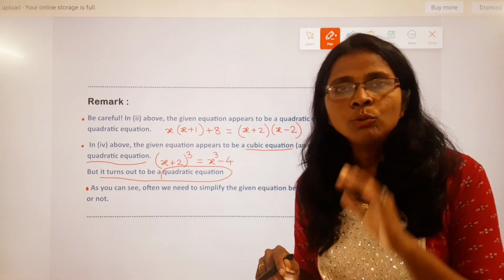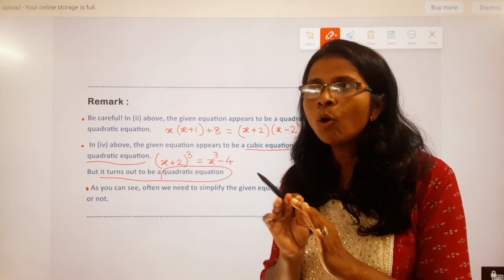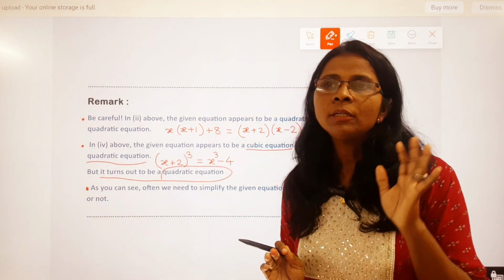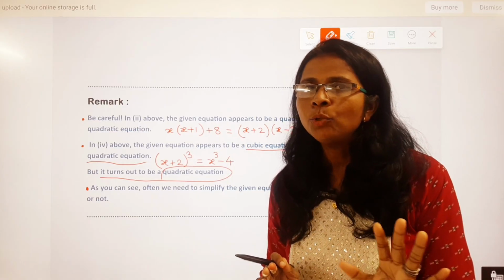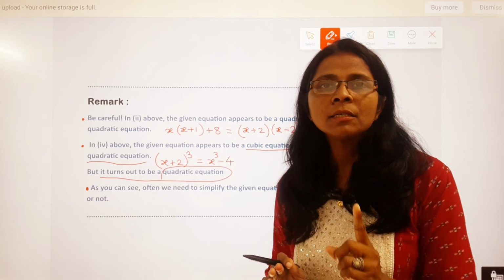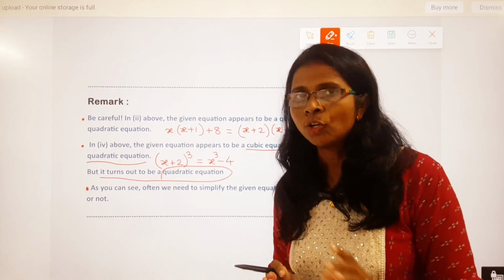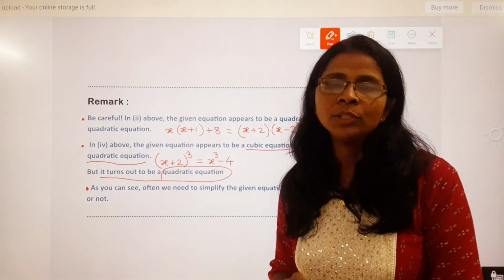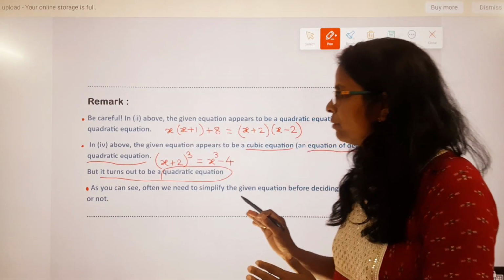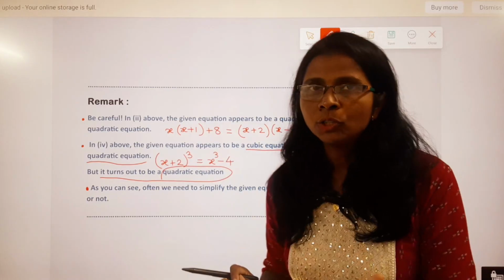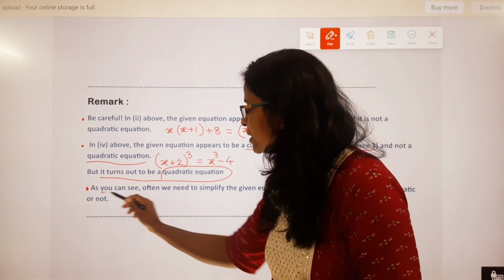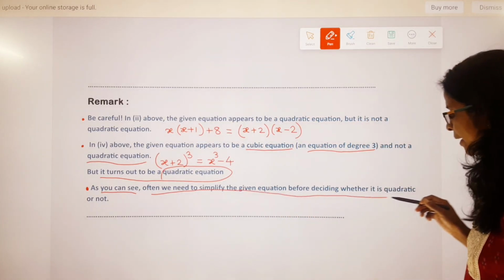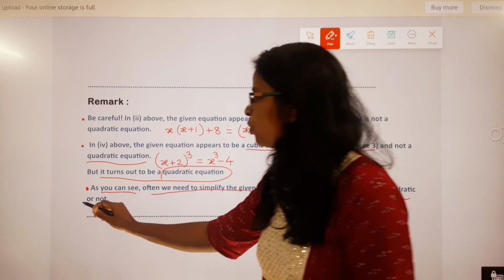So students, do not conclude your opinion by only looking at it, that it is a quadratic equation or it is not a quadratic. First simplify this equation, first solve this equation, and then conclude whether this equation is a quadratic equation or not. So as you can see, often we need to simplify the given equation before deciding whether it is quadratic or not.